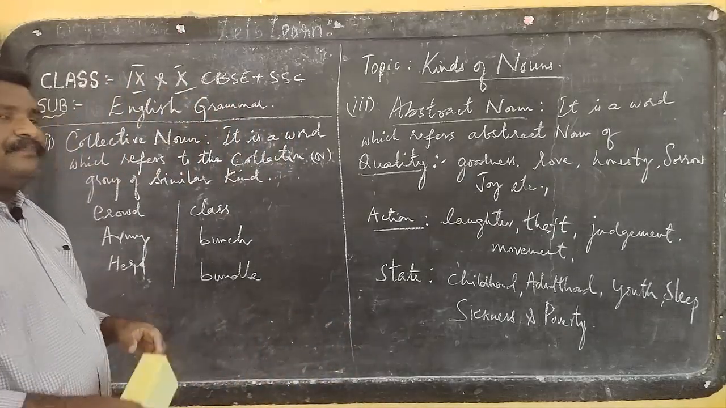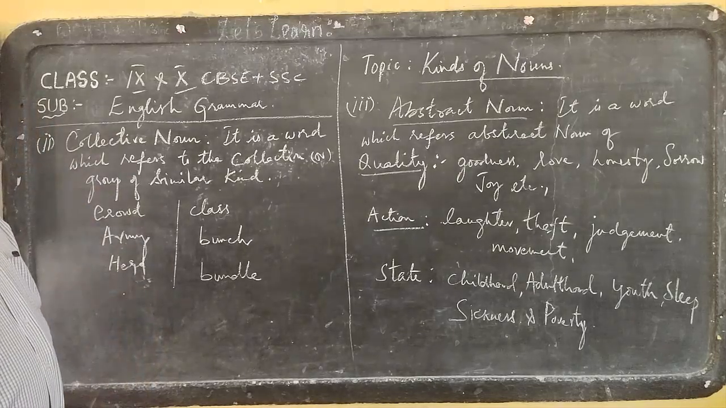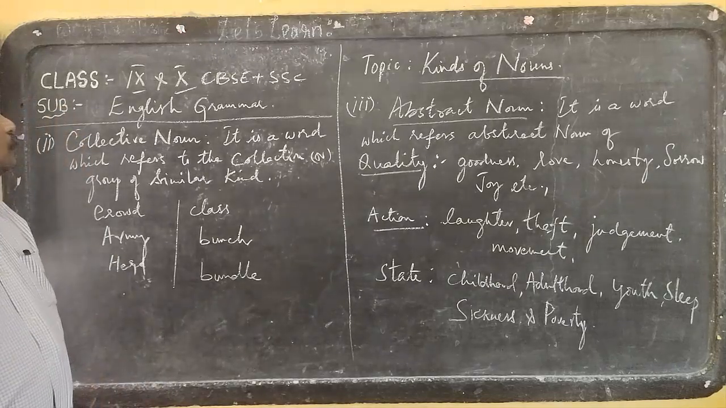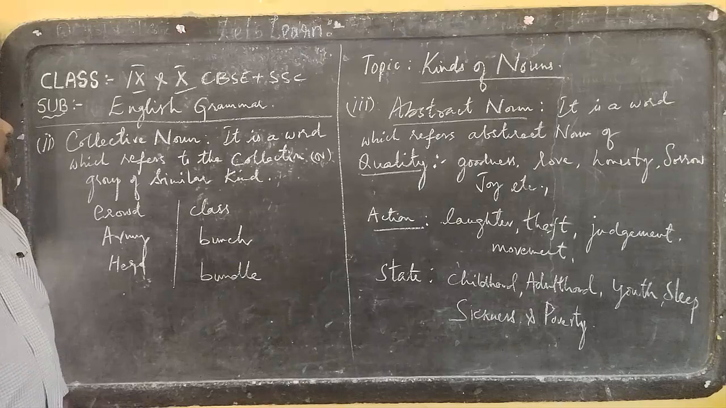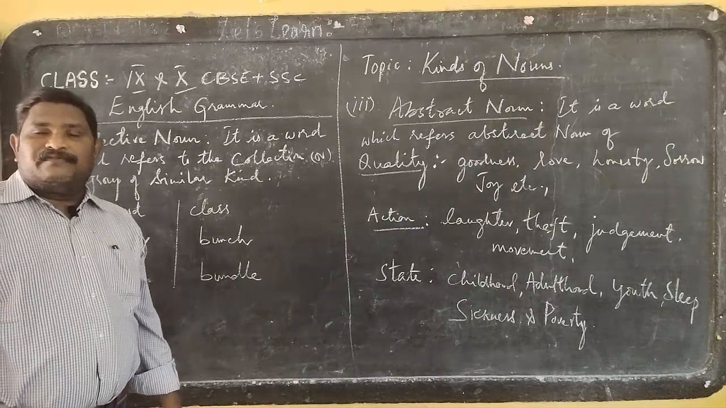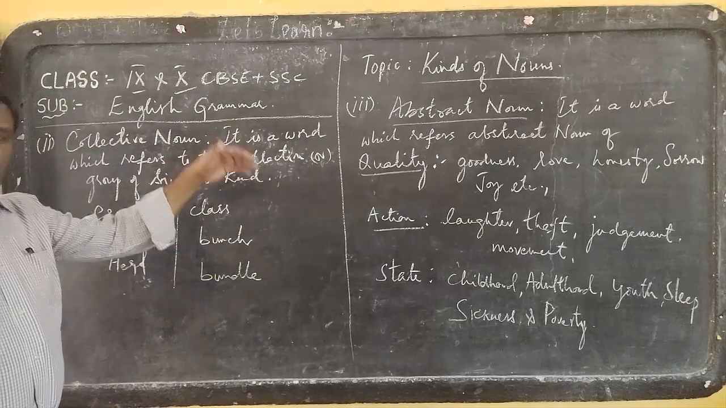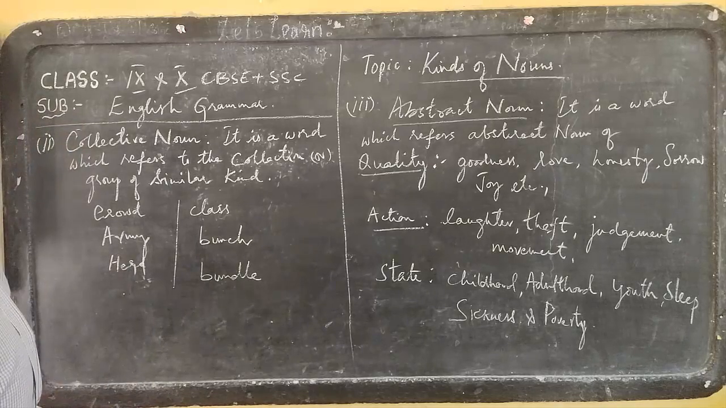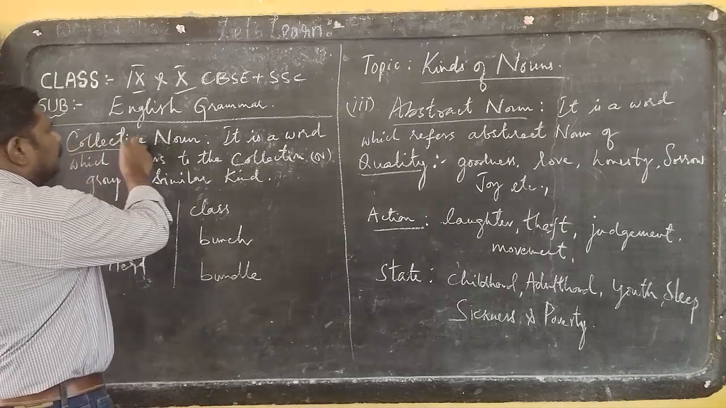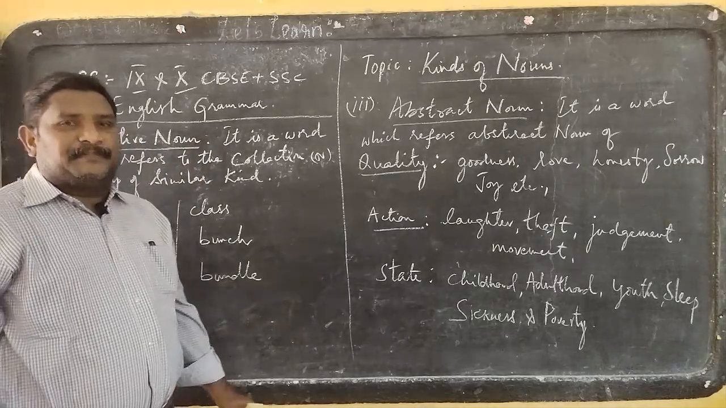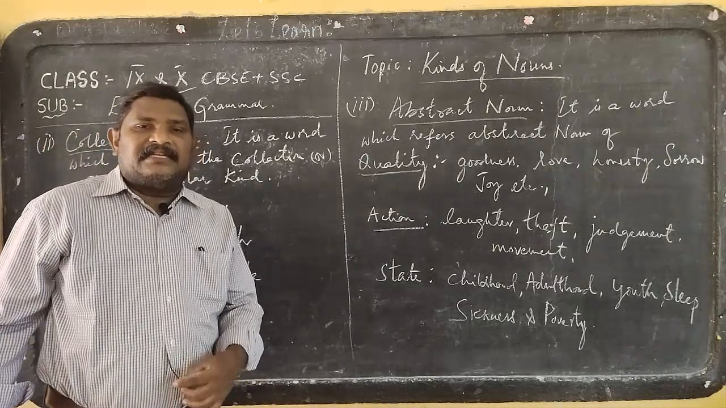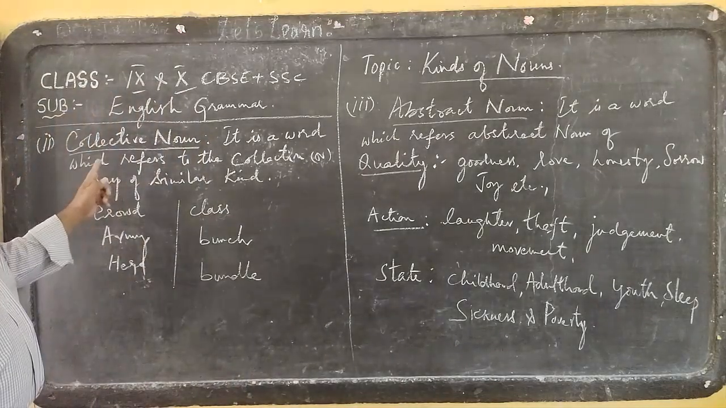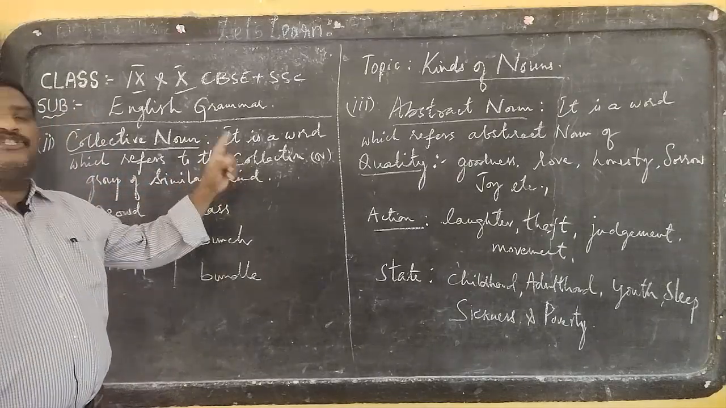So let us see, today's class we are going to highlight 9th and 10th CBSE and state pattern, where we are going to study the second kind of noun, that is collective noun. And in today's session, we'll finish off all the four kinds of nouns. So children, the second part, collective noun, the word itself is expressive. The word itself makes us understand what exactly a collective noun is. Collective noun is a word which refers to a collection.